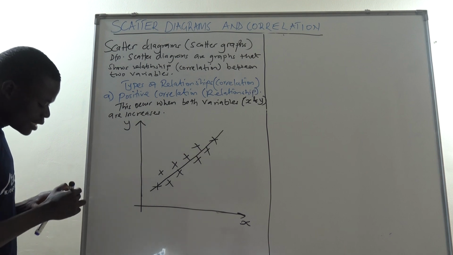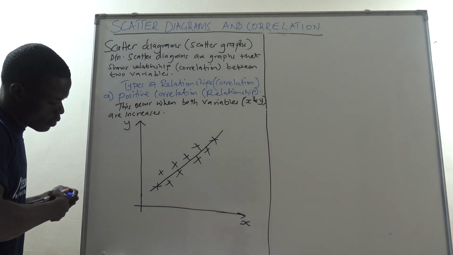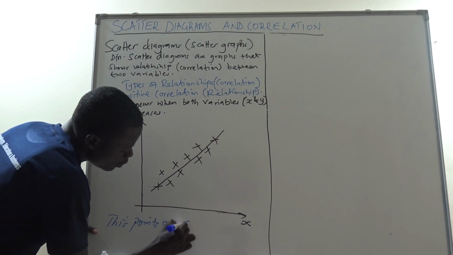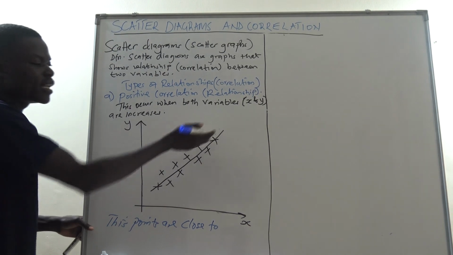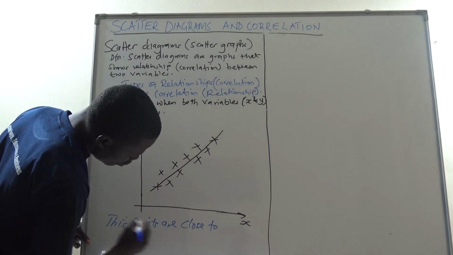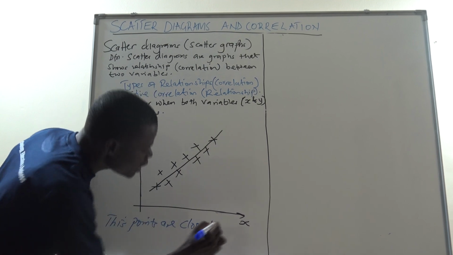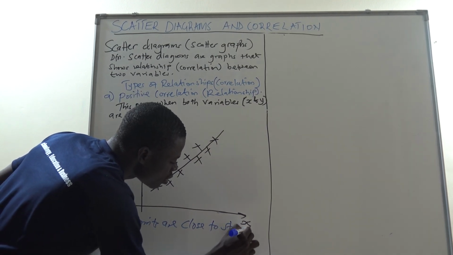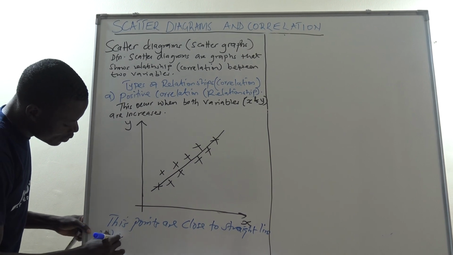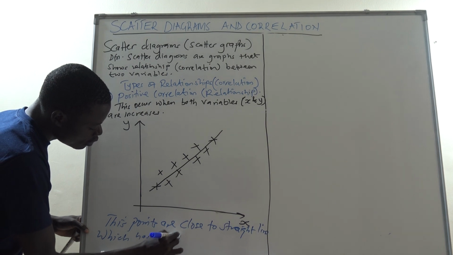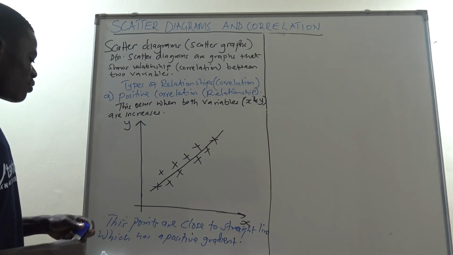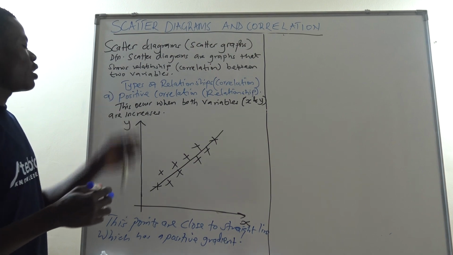So as you can see, these points are close to this straight line. You must use a ruler to draw this line of best fit. For me, I've used freehand because I don't have a ruler. So these points are close to this straight line that you are seeing, but this straight line has a positive gradient. This one makes it a positive relationship or positive correlation.